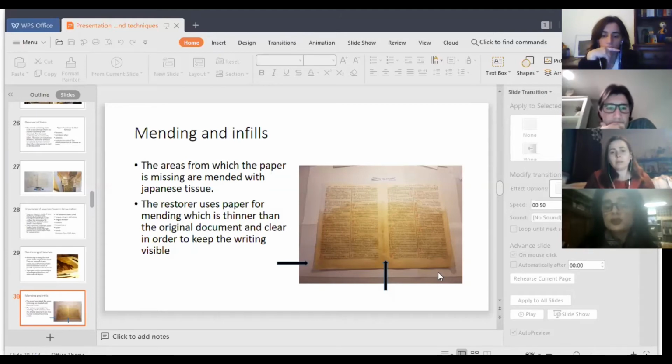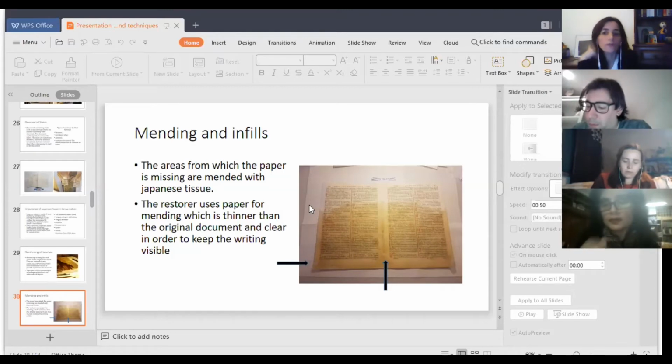But one thing has to be observed: the Japanese tissue that the restorer uses is not of the same thickness as the original document. It has to be thinner than the original document. It should not overlap the writing, because the writing is the main part of the document that we save, and it should not cover the writing. So it is put in a way that it is thinner and does not cover the writing. So this is again the second technique of infilling of lacunae, that is amending.